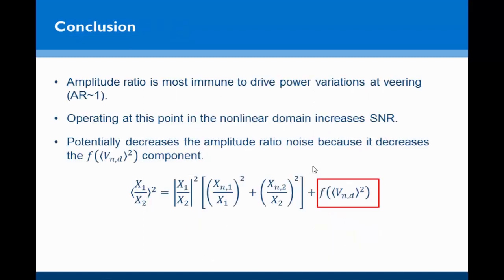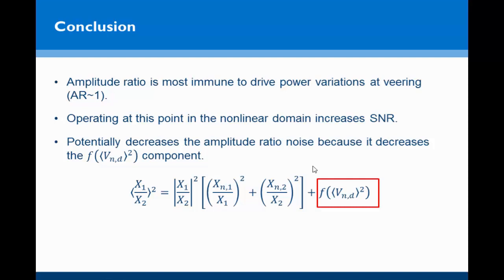So to conclude, we've shown that there is amplitude ratio immunity around veering, or around amplitude ratio of 1, which means when the resonators are matched, the drive power variations that affect the amplitude ratio are minimum. Working around this region could potentially allow us to have higher signal to noise ratio by pumping more energy into the resonators, and could potentially increase the resolution of the mode localized sensors.